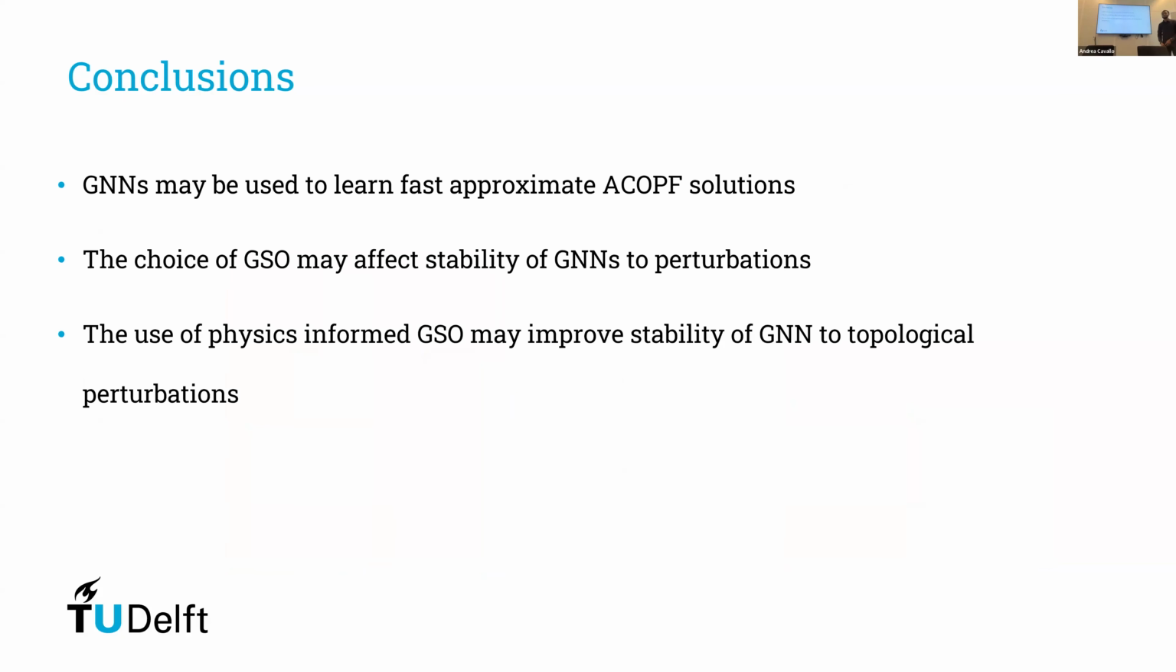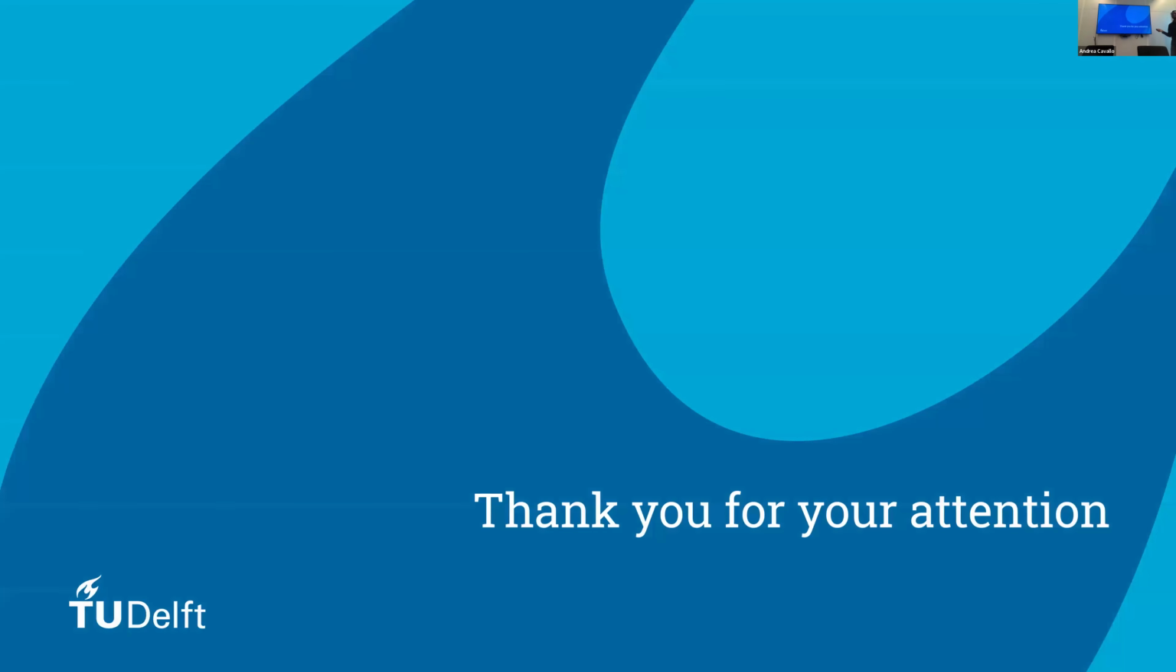In conclusion, you can use a graph neural network to learn fast approximate solutions to ACOPF, and you can have significantly better scaling behavior with GNNs compared to a fully connected neural network. The choice of the GSO may affect the stability of the GNNs to perturbation. Like I said, you want a more stable graph neural network, at least currently, for N-1 cases. And the use of a physics-informed GSO may improve the stability of the GNN to topological perturbations. So thank you for your attention.